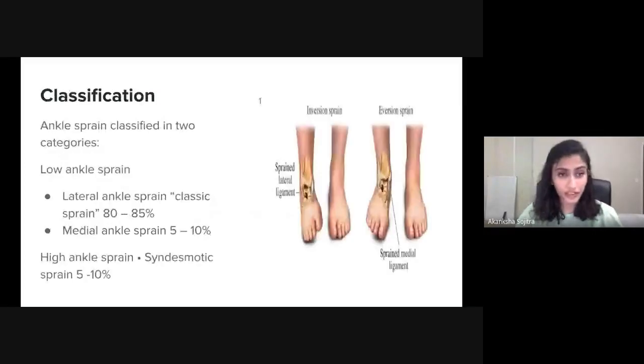Okay, classification. Ankle sprains are classified mainly as lower ankle sprains and high ankle sprains. Most of the time, what we see clinically is the lower ankle sprain, which is the lateral ankle sprain, that's 80 to 85%, and the medial ankle sprain, which is almost around 5 to 10%. The high ankle sprains, which are the syndesmotic sprains, are less likely, but you do see them clinically at times, and that's 5 to 10%.